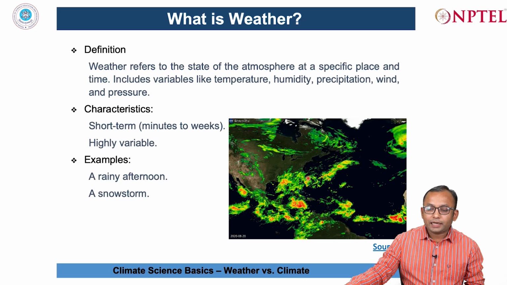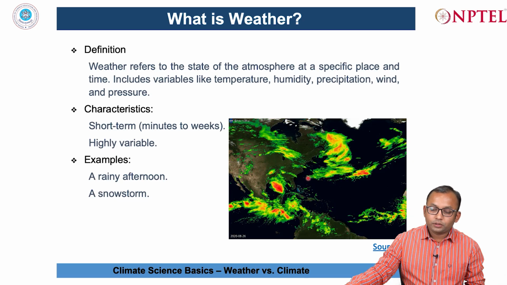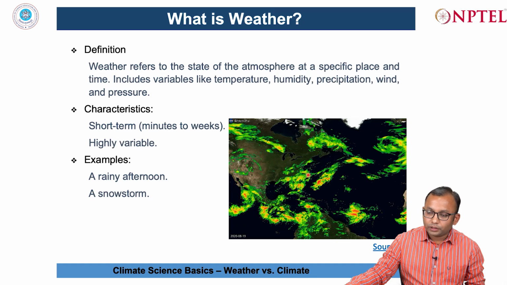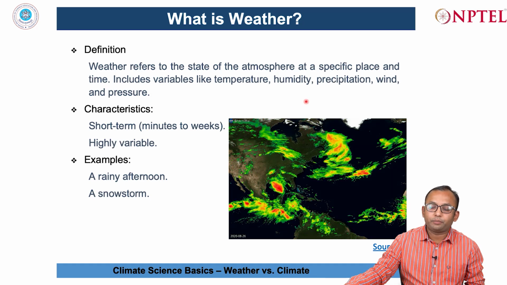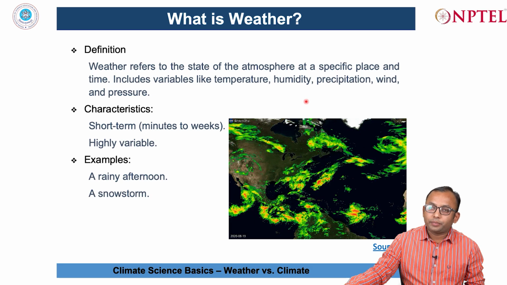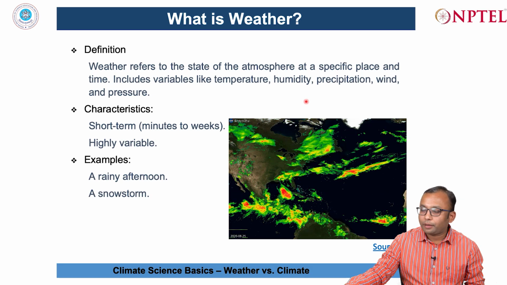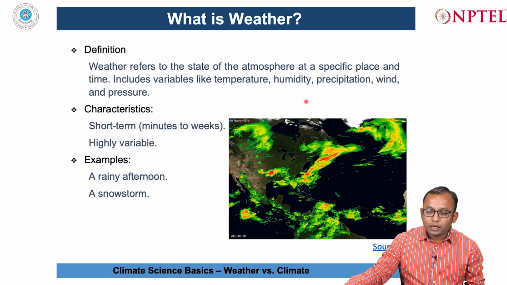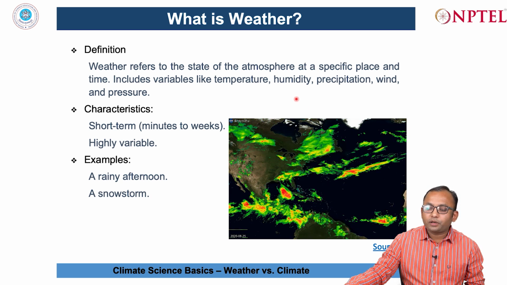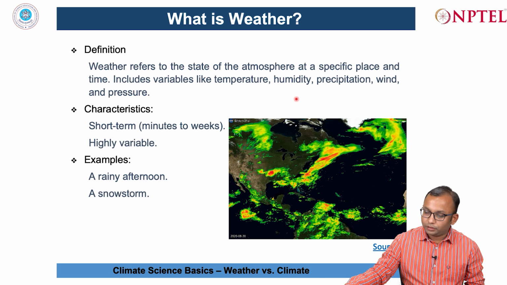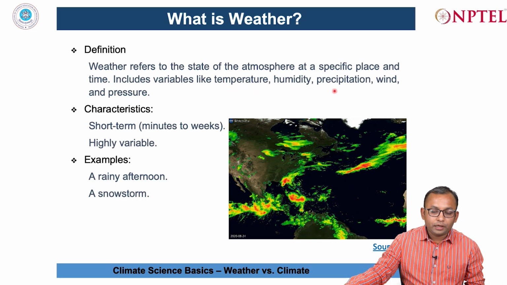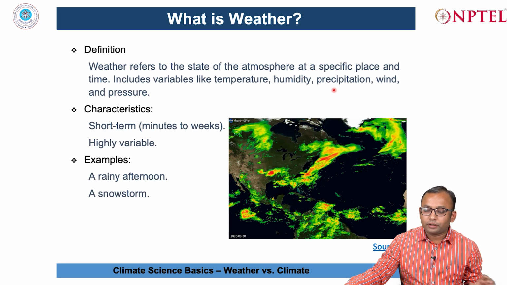So, what is exactly weather? Weather refers to the state of the atmosphere at a specific place or particular time. Sometimes we ask what is the temperature today, what is the rainfall happening at one particular location, or what is the humidity level, or different types of meteorological parameters, for example, temperature, humidity, precipitation, winds and pressure.